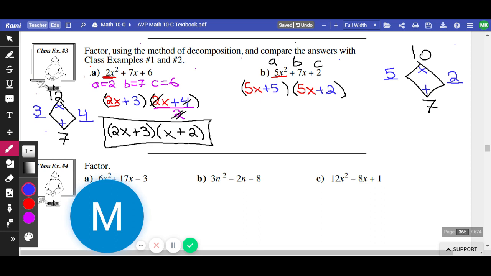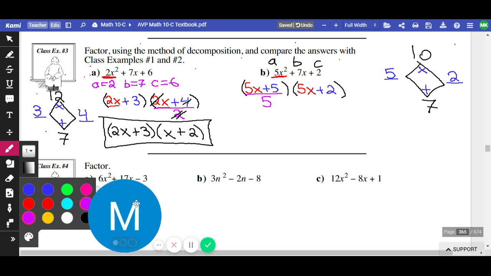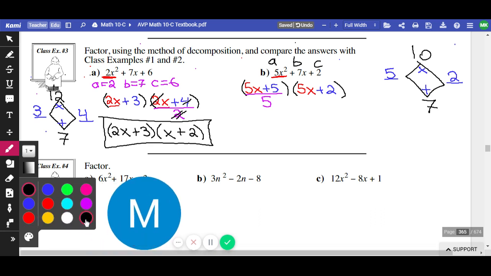I need to correct my mistake of having too many 5s here. One of them should divide by 5, one of them won't divide by 5. If you look, the first one divides by 5. When you divide by 5, you get x plus 1.